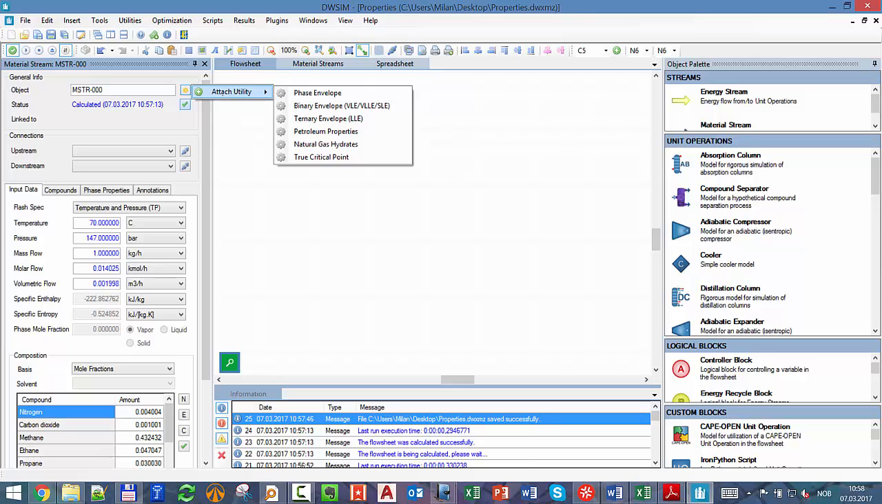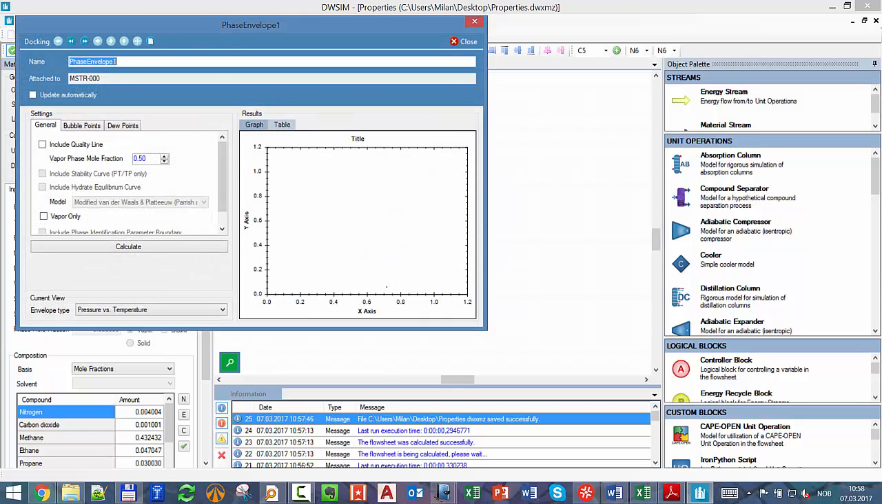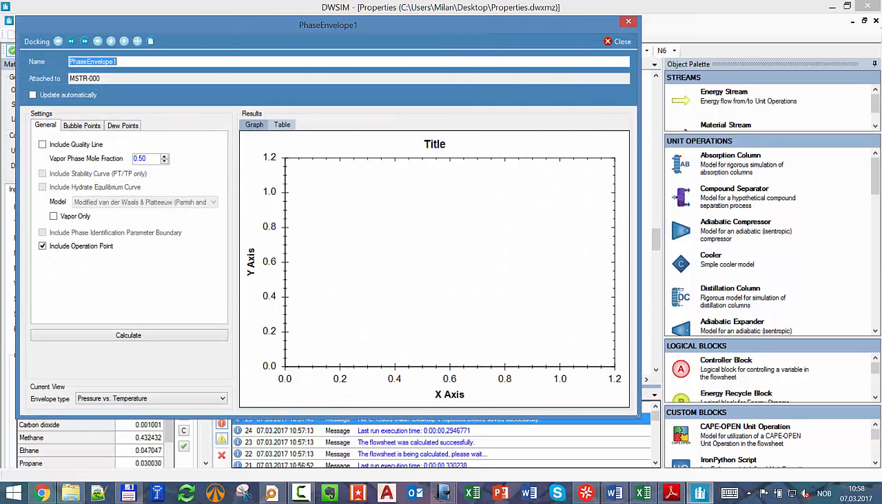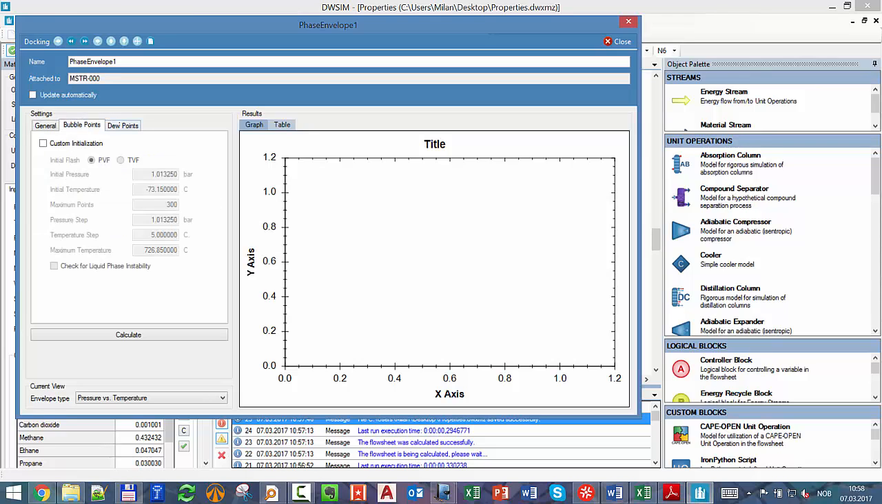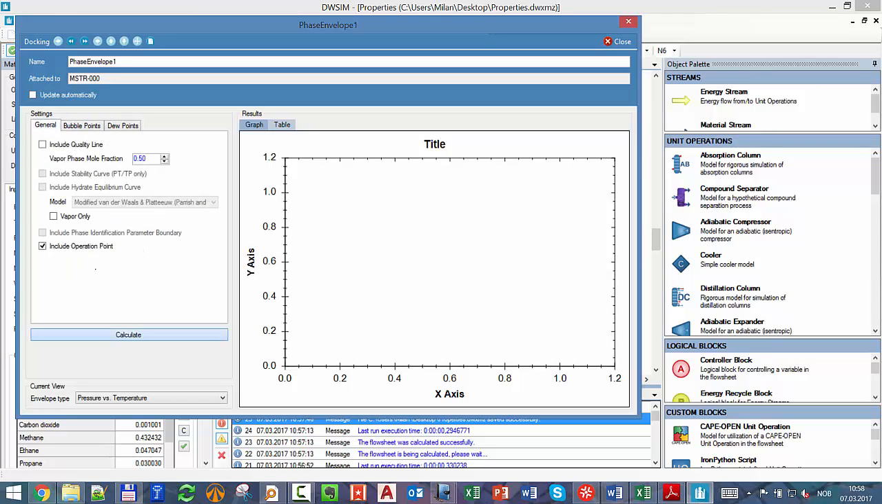Attach utility. Okay, you click on the small sun next to the name, phase envelope, and I want to calculate the phase envelope for that stream. I want the phase envelope to be pressure versus temperature. I think that's correct, right? Pressure versus temperature. And I want everything to be custom for now. So let's click calculate, and I hope it doesn't crash.